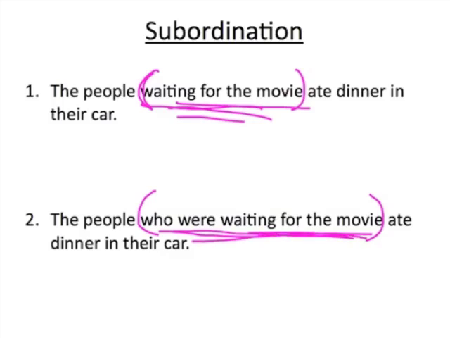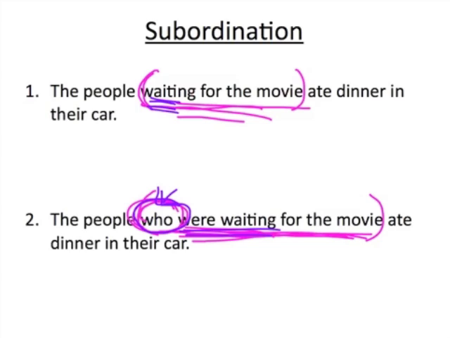Do you see that in number two, we actually have a subject and a verb, who were waiting? In the subordinate unit in number one, we don't have a subject and a verb. We have the verbal waiting, but it's not a complete verb, and we don't have a subject for it. We also don't have a subordinating word for it in number one, as we do here in number two. Who is a subordinating word that we recognize. So in number two, we have a subject, a verb, and a subordinating word, whereas in number one, we don't have a complete verb, a subject, or a subordinating word.